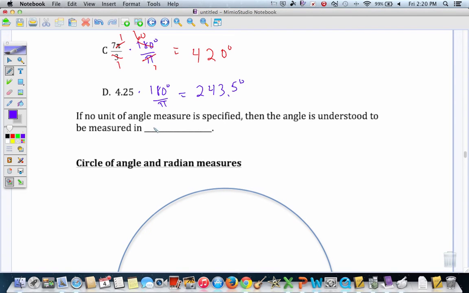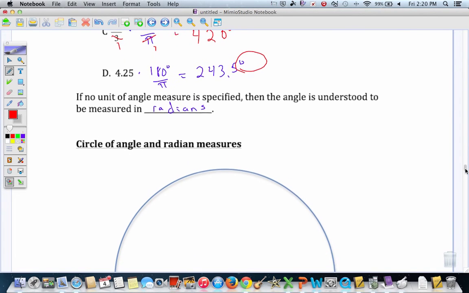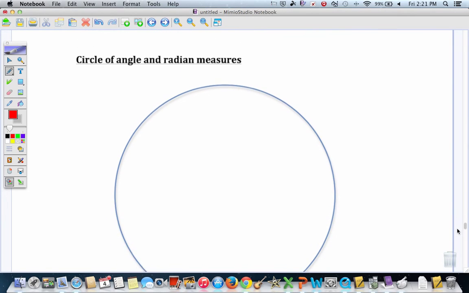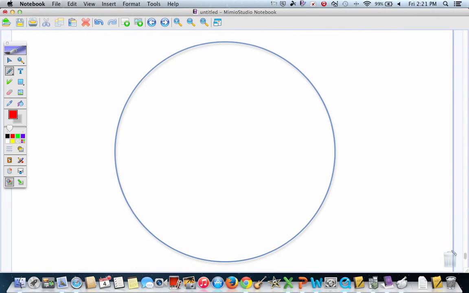If no unit of angle measure is specified, then the angle is understood to be measured in radians. So I alluded to this when we started chapter 1, but bottom line here as we move forward, all of our angles written without this degree symbol up here are going to be considered to be radian measures. So labeling as we move forward becomes more and more important.